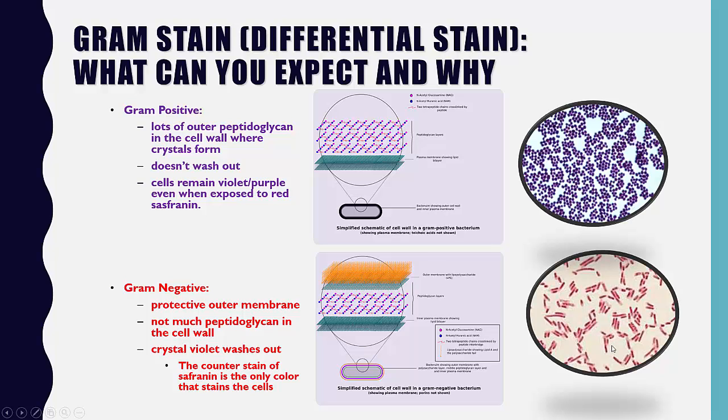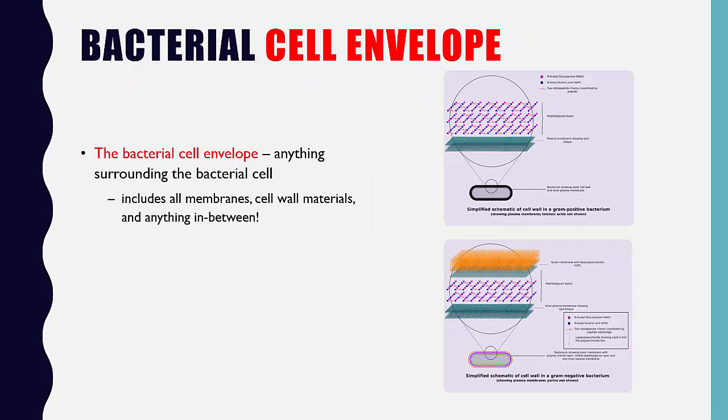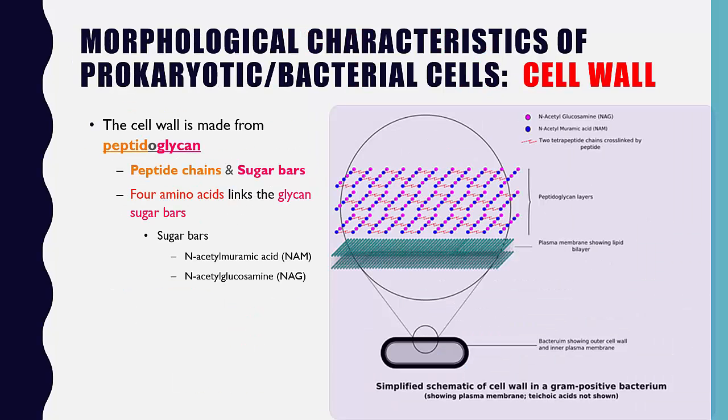Okay, which one has the most outer peptidoglycan? Gram positives. Which one has a little bit of peptidoglycan? Gram negatives. Which type of cell on this planet has a freakish second outer membrane? Gram negatives. Good. All right. Got it? Make sure you do.